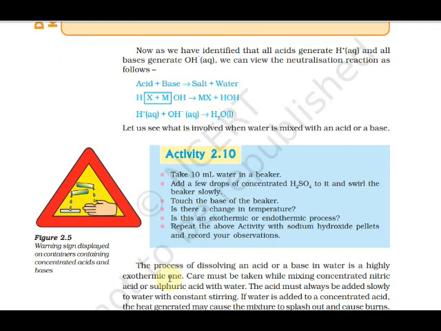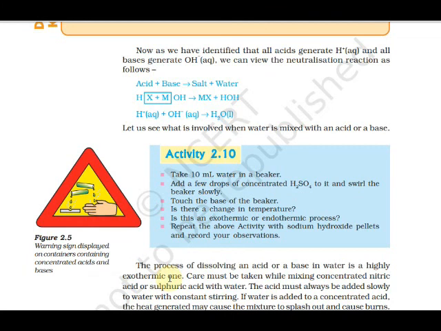The acid must always be added slowly to the water, not water added to the acid. Acid is added slowly to the water with constant stirring, drop by drop.